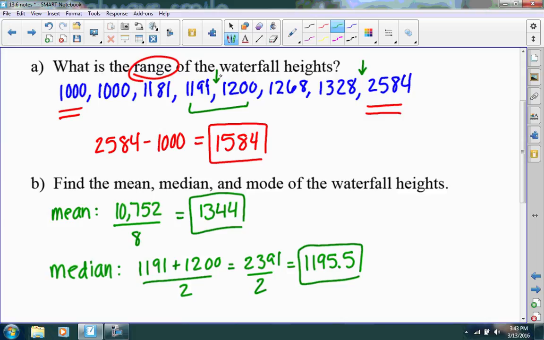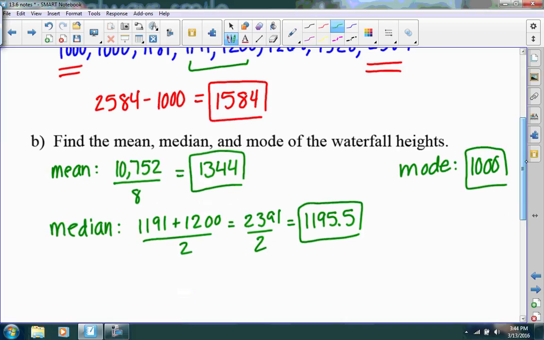And then the next thing I'm going to find is my mode. And remember, the mode is the number that occurs most often. Here in the beginning, I have two 1,000s, and then that's it. I don't have any other number that repeats. So here I have one mode, and it is the number 1,000 because it repeats twice. All of the other numbers don't repeat at all.